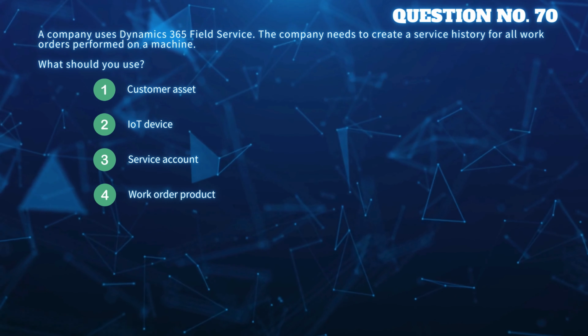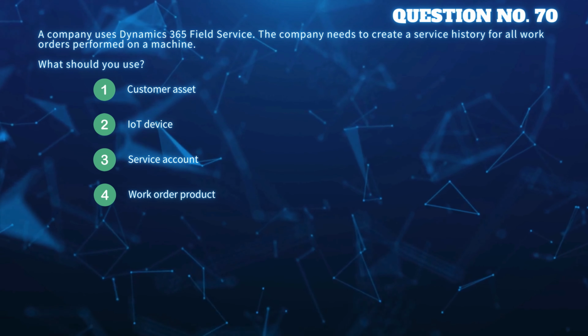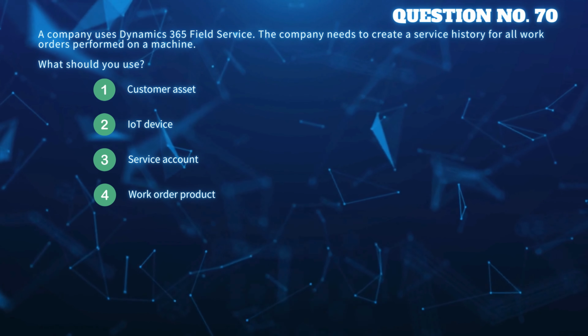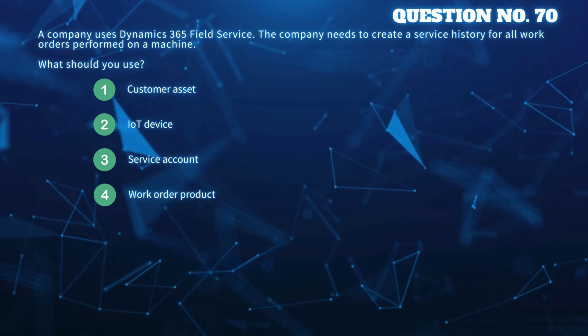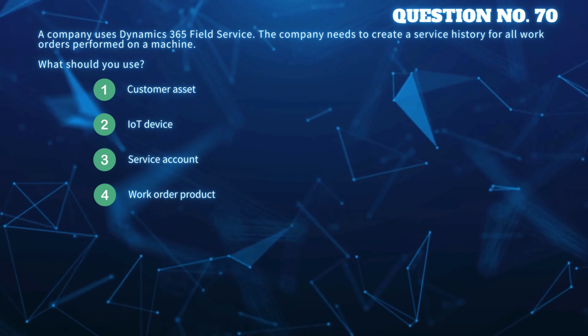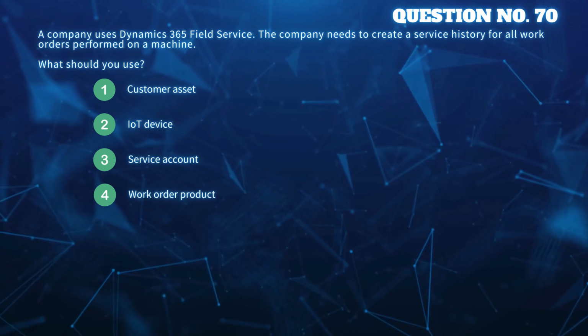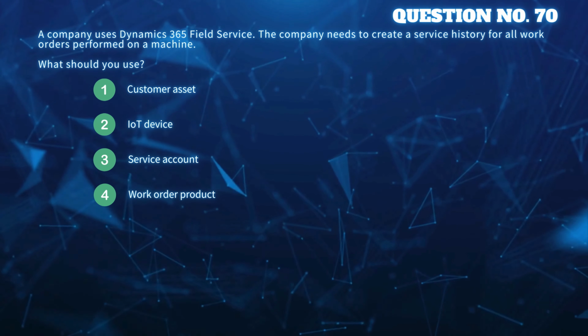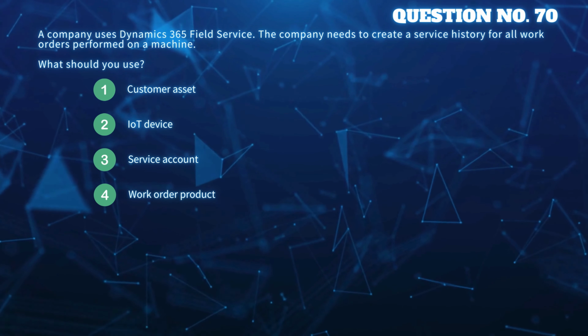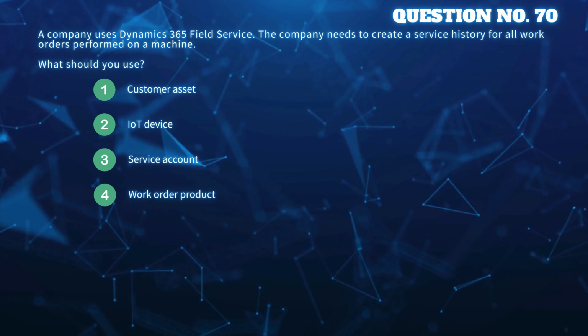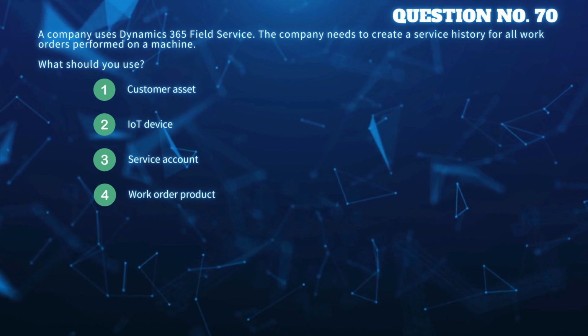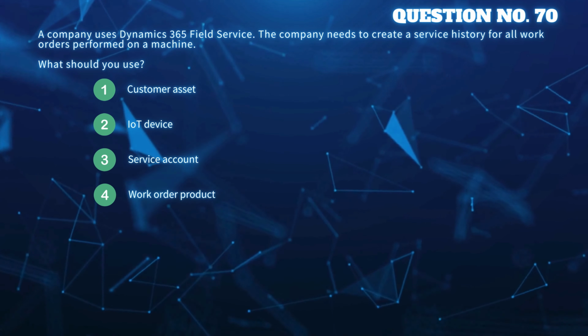A company uses Dynamics 365 Field Service. The company needs to create a service history for all work orders performed on a machine. What should you use? Option 1, Customer Asset. Option 2, IoT Device. Option 3, Service Account. Option 4, Work Order Product.